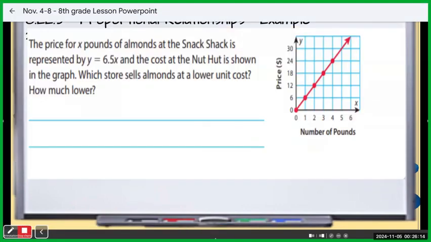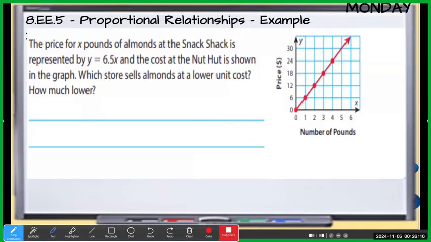All right, now to example 2. It says the price of x pounds of almonds at the Snack Shack is represented by y equals 6.5x, and the cost at the Nut Hut is shown in the graph. Which store sells almonds at a lower unit cost, and how much lower? How many things are we talking about? Two shops. What are the two?